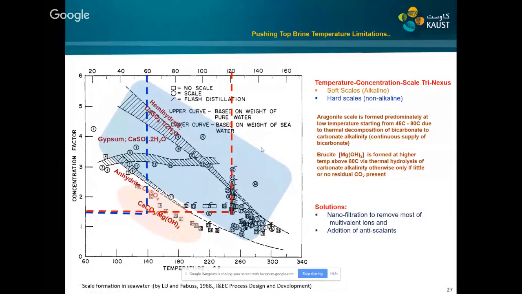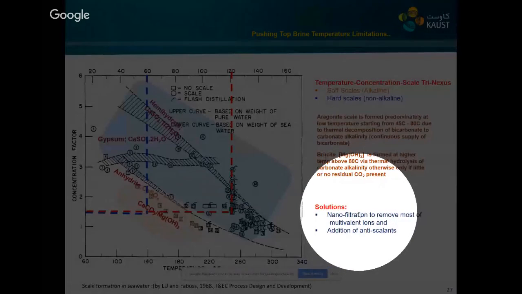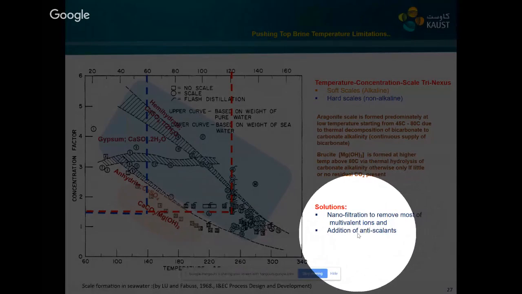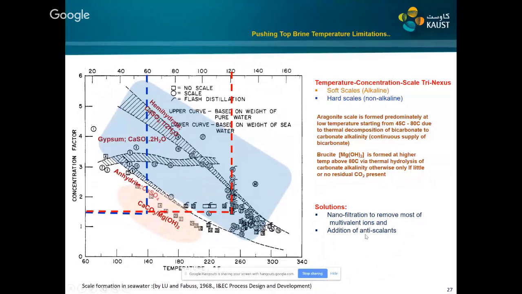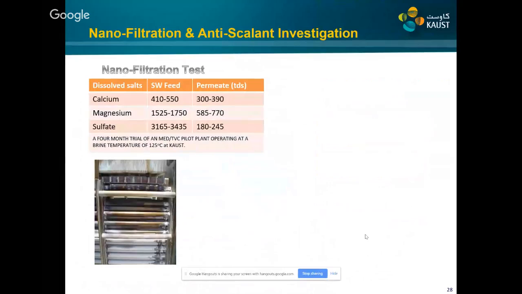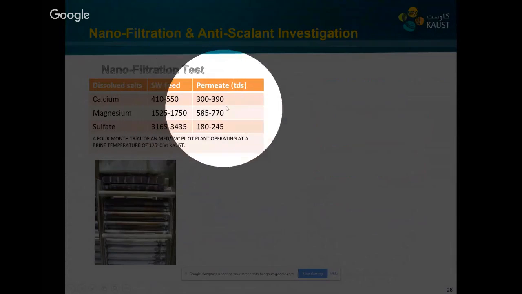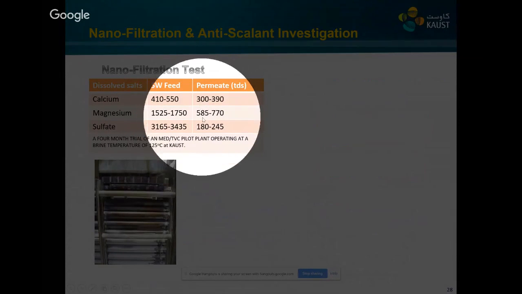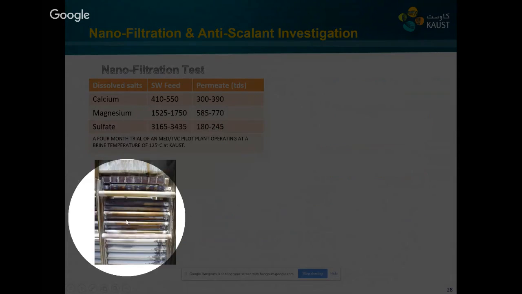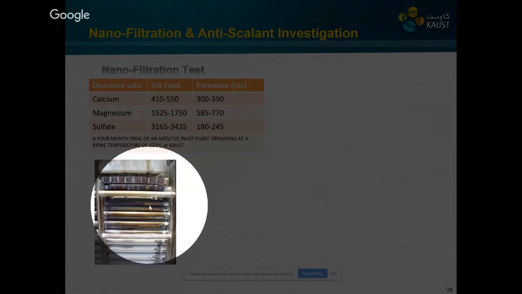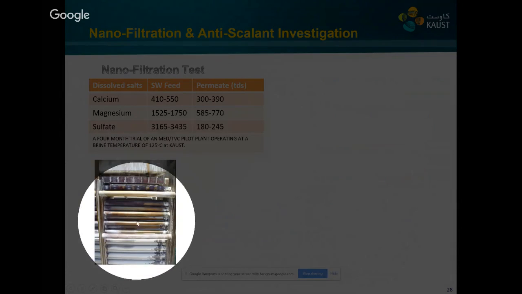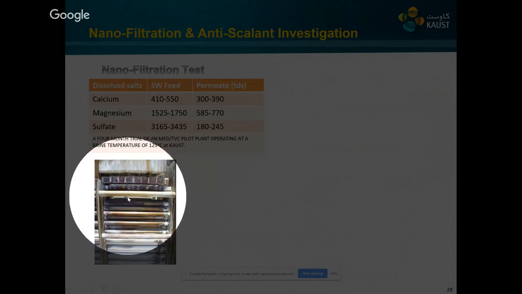So what are the solutions? We propose two solutions. One is nanofiltration for pre-treatment, and the other is to add anti-scalant to inhibit scale formation. We did the experiments, especially the nanofiltration, in collaboration with SWIC, and we successfully showed that the dissolved salts can be removed by nanofiltration to the point that there will be no hard scale formation. After 6-month trials, we opened up the heat exchanger and it showed no hard scale formation. This white powder is soft scale that can be easily washed with the spray of the feed.